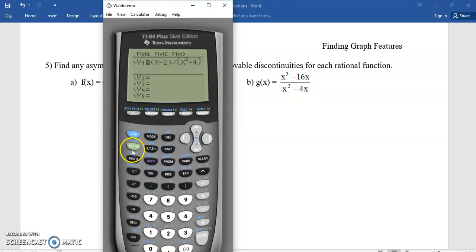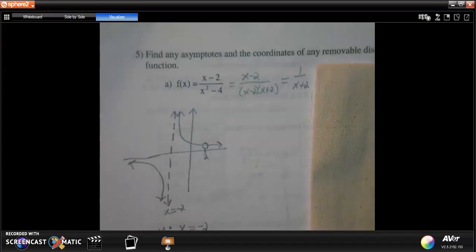If we look at the graph, notice that I put parentheses around the entire numerator and denominator, and I zoom 6 it just to get the standard window. Okay, it looks like there's a vertical asymptote over here on the left side. So let's look at what happens. We notice that when we simplify the rational function, factor the denominator by difference of perfect squares, and you end up with 1 over x plus 2.